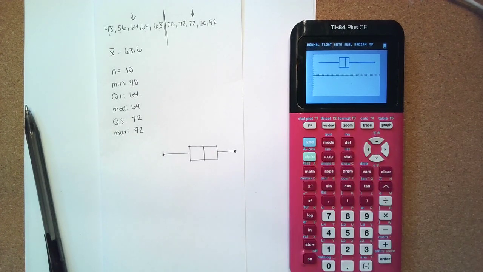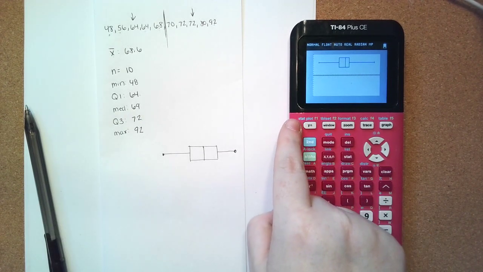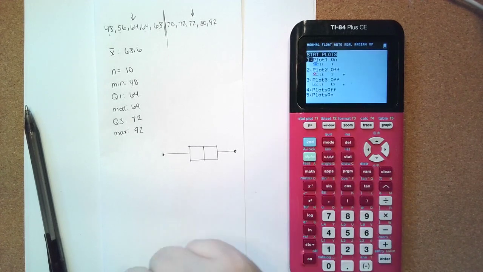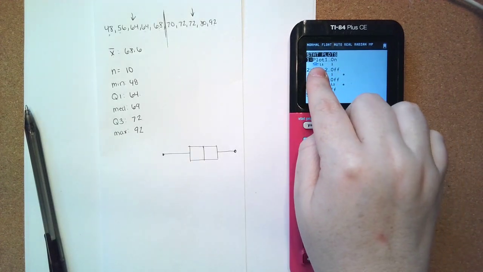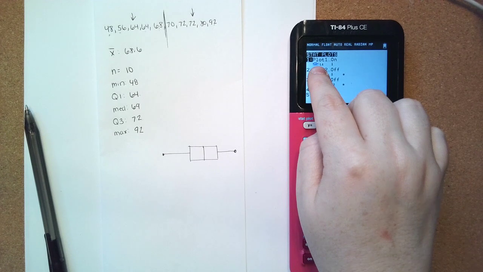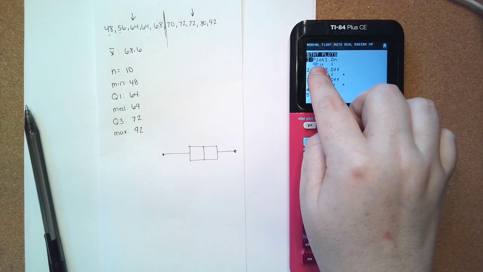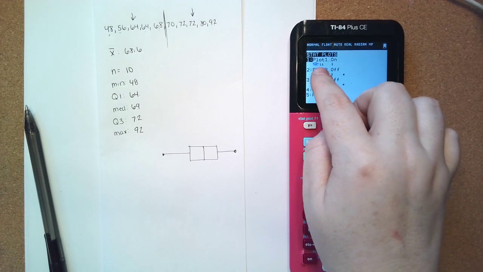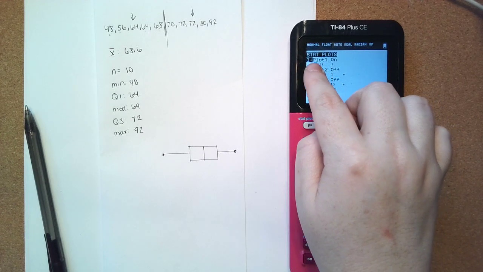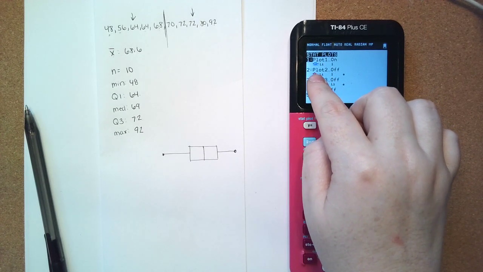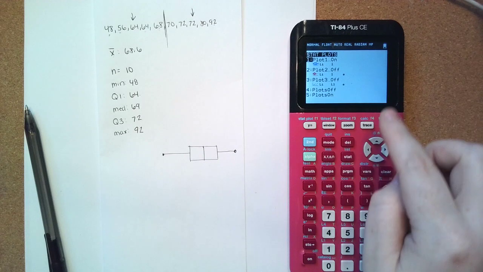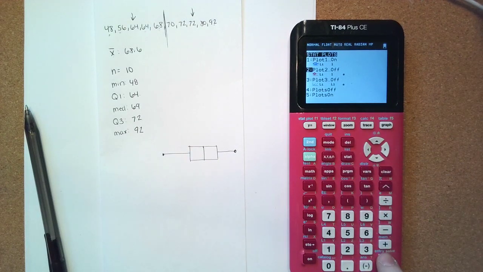Now if I want to graph a modified box and whisker plot to see if there are outliers, I can again go back to my stat plot. So I go to second stat plot. I want to keep my first box and whisker plot on there so that I can see if there are outliers and where they are, and to see how it changes from the original box and whisker plot to the modified. So I'm going to go to number 2. I'm going to press enter. I want to turn it on.